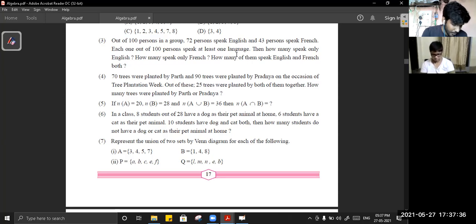Okay, this 15, how did you get 15? I subtracted, first I added both the sets A and B, then I subtracted by the universal set, and then I got 15.